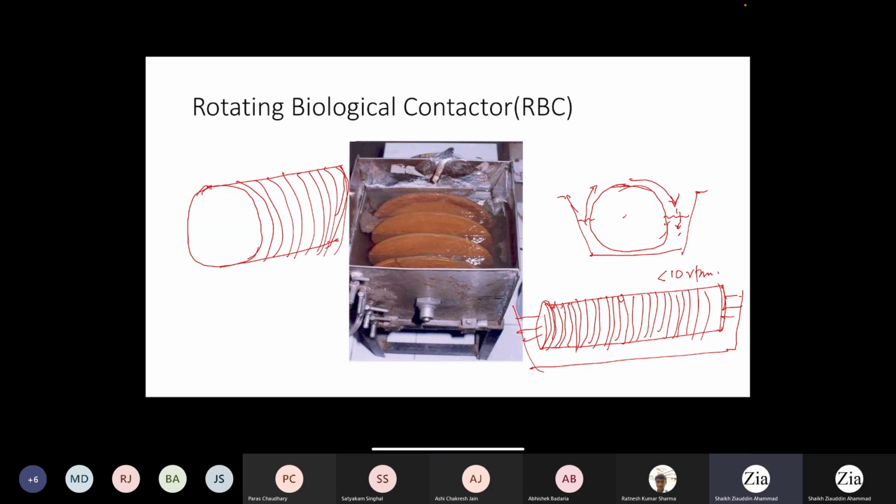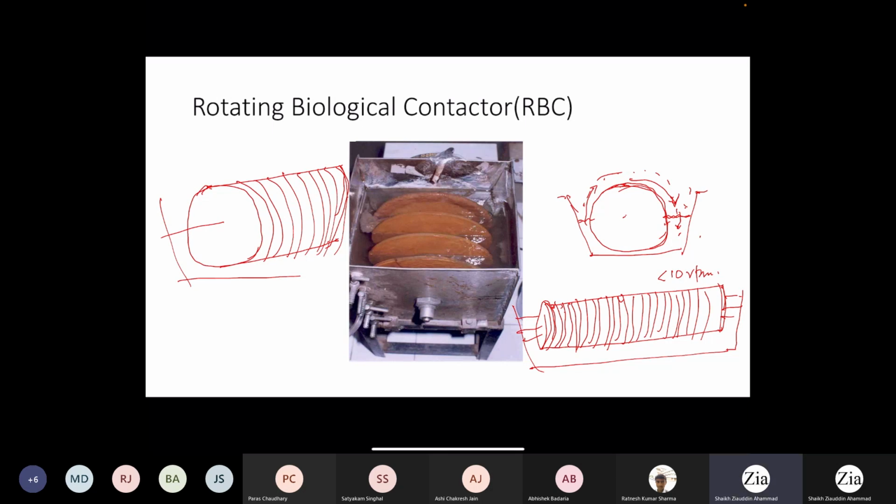And if you use any metallic disc, obviously the weight of the entire cylinder will be quite heavy. Whereas if you use any lightweight material, which is also good for growing biofilm, then it will be easy for you to rotate it. And when you rotate it, as I told you, even in this picture, you can see the disc is not completely submerged in the liquid. So whenever it comes in contact with the air, then the biofilm will also get exposed to air.